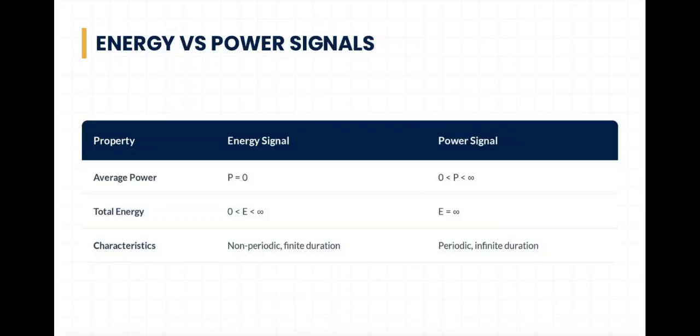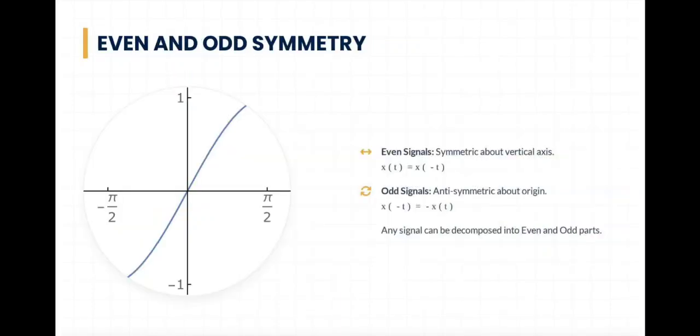So, the key idea is: energy signals have finite energy but zero average power. Power signals have finite average power but infinite energy, and a signal cannot belong to both categories at the same time. So, let's move into the next slide.